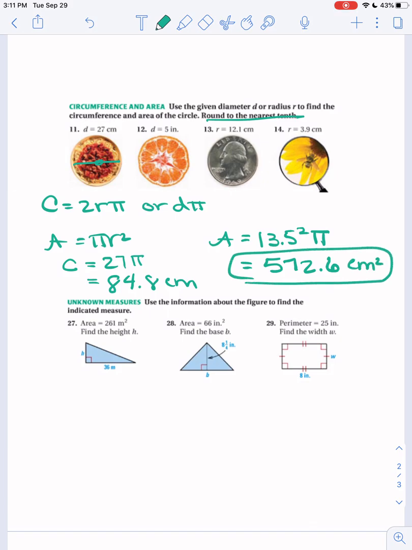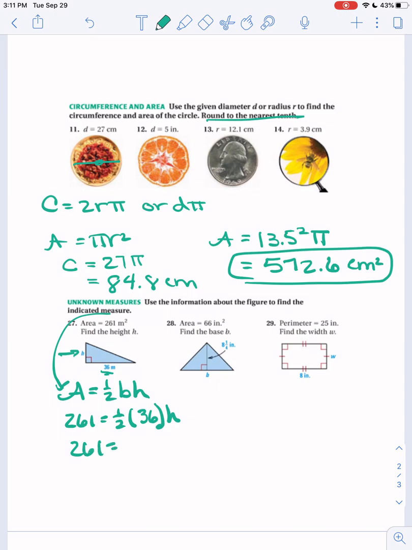Let's try a couple backwards ones and then we'll be done. This time they're giving us the area of the triangle, but the height is missing. So first thing I'd like to do is write the formula. Area of a triangle is 1/2 base times height. In place of the area, I'm going to put the 261 that's given. In place of the base, I'm going to put the 36 that's given. And we're looking for the height. So now we're going to simplify. Half of 36 is going to give us 18. Divide each side by 18. It looks like the height is going to be 14.5.